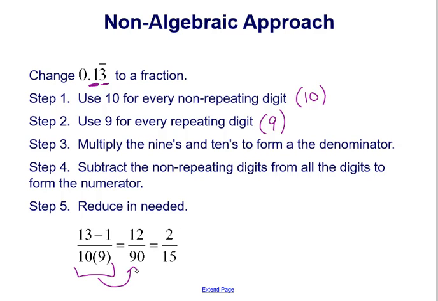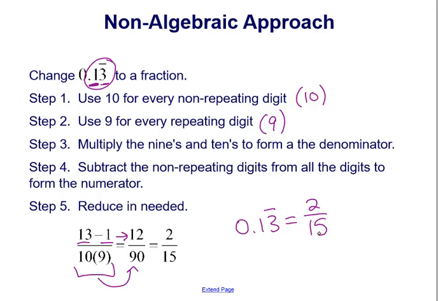Now, to get the numerator, we're going to subtract the non-repeating digits from all the digits in the decimal. So all of the digits, we're working with 1 and 3, so that gives us 13. And the non-repeating digit is 1, so we're going to subtract 1 from 13, which gives us a numerator of 12. So 0.13 repeating is equal to the fraction 12 over 90, but that can reduce to 2/15. So 0.13 repeating is equal to 2/15. And again, we didn't have to set up an equation or solve for any variables. We just used this non-algebraic approach.